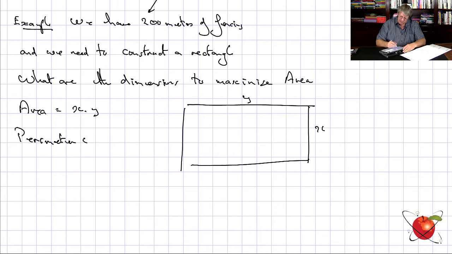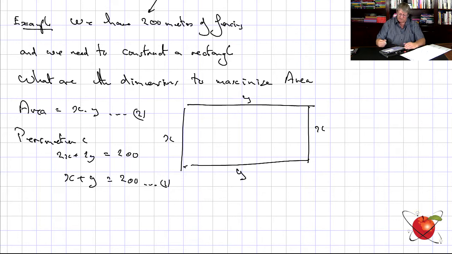What is the perimeter? The perimeter of this is going to be, well, it's a rectangle, so that's Y, that's X. So it's going to be 2X plus 2Y. And that must be equal to 200. Therefore, X plus Y must be equal to 100. There we go, equations 1 and 2, simultaneous equations. Not linear this time, but simultaneous equations.